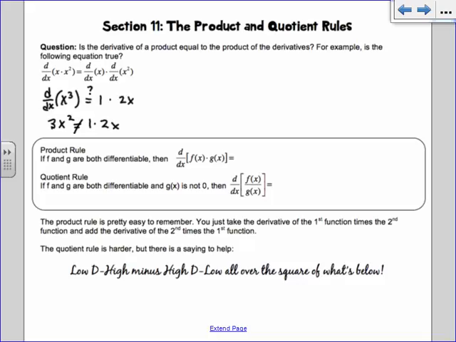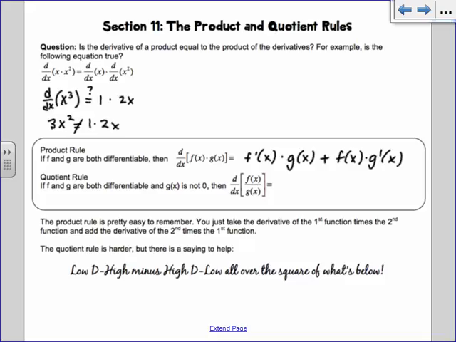It says if f and g are both differentiable, then the derivative of f of x times g of x is going to be f prime of x times g of x plus f of x times g prime of x. So we take the derivative of one and multiply by the normal function of the other, and then we switch them. Derivative of the other, normal for the other one. That's a pretty easy formula.